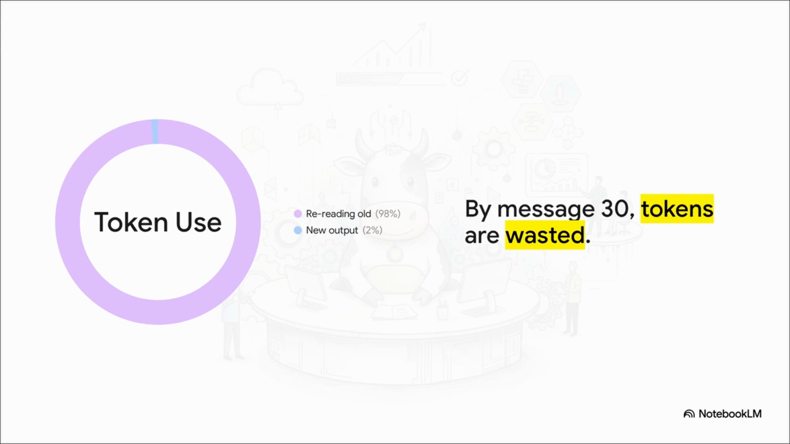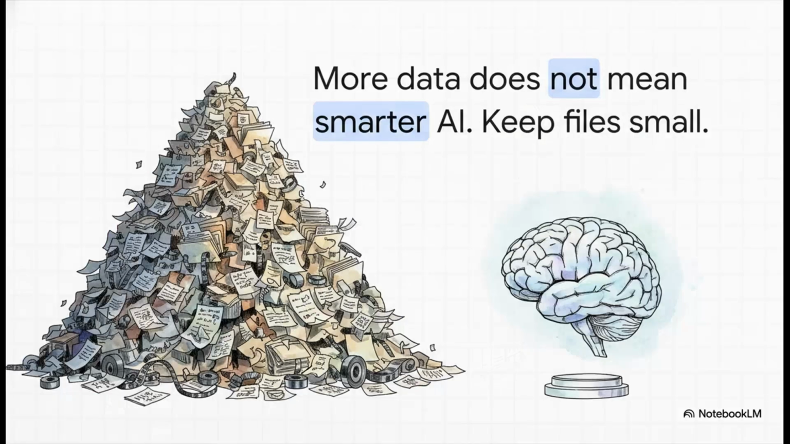The fix? Start a fresh thread every 15 to 20 messages, or just use the restart button when an output starts going off the rails. Trap number 2 is bloated About Me files. Like we touched on earlier, more data does not equal a smarter AI. Keep those context files strictly under 4,500 words so you're not burning tokens for absolutely zero benefit.